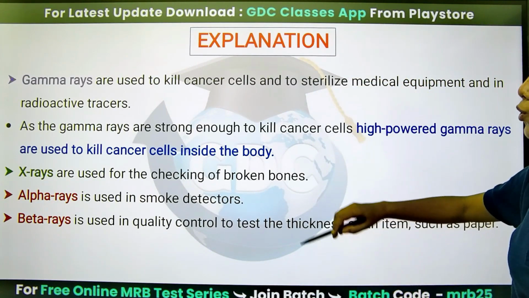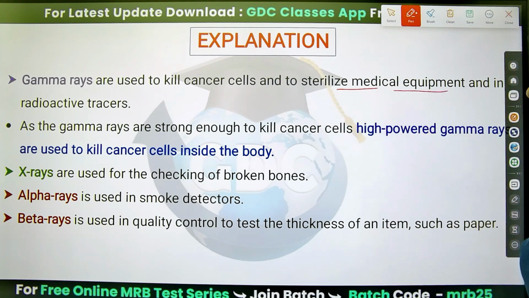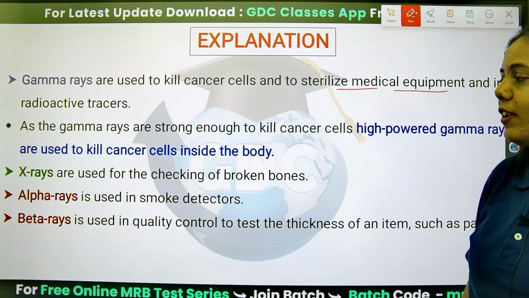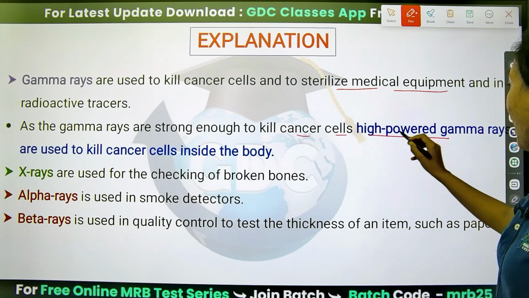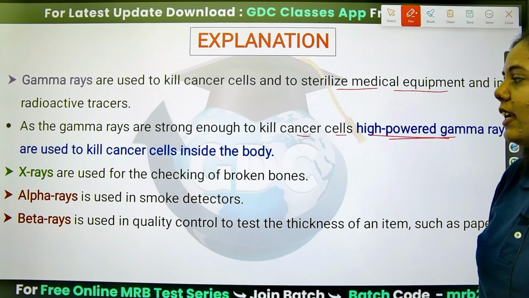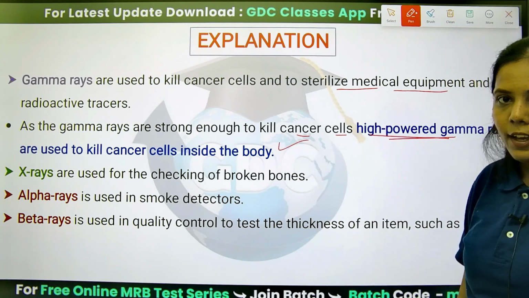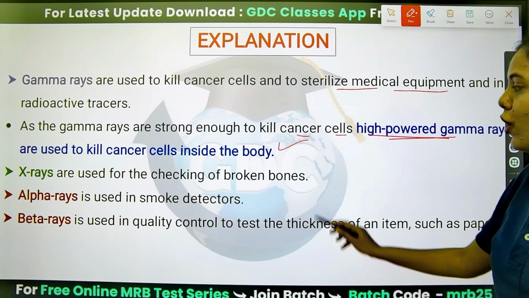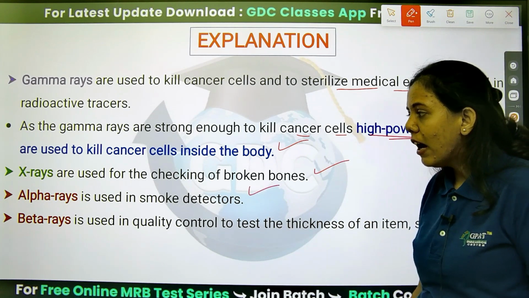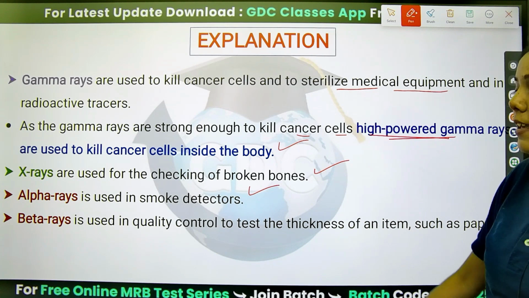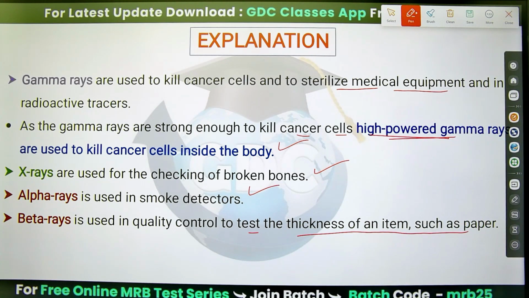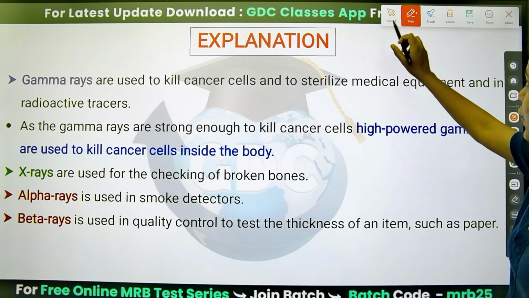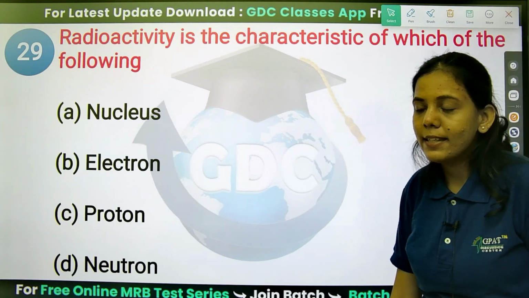So gamma rays are used to kill cancer, to sterilize medical equipments and as radioactive tracers. As the gamma rays are strong enough to kill cancer cells, high-powered gamma rays are used to kill cancer cells inside the body. X-rays are used for checking of broken bones. Alpha is used in smoke detectors. Beta is used in quality control to test the thickness of an item such as paper. So these are the applications of different rays.